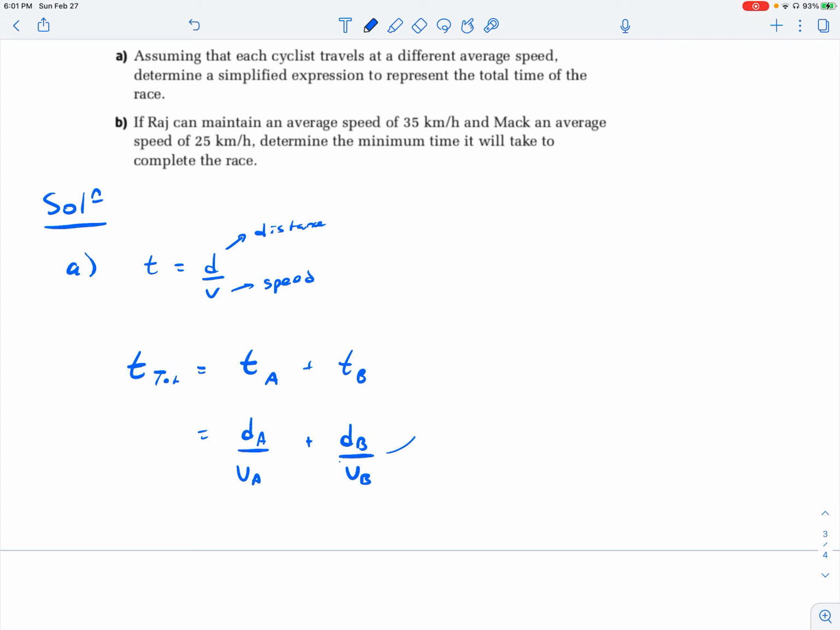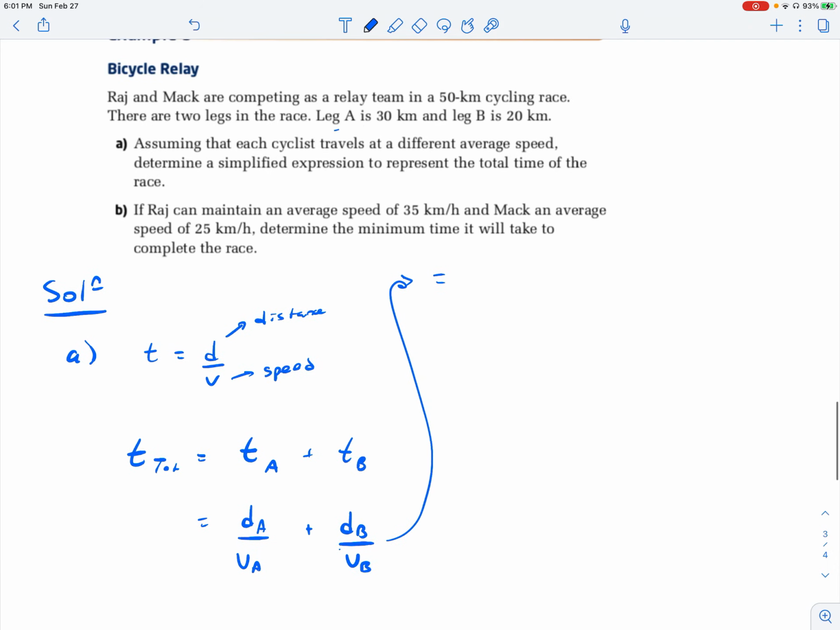All right, and we'll just finish this up here. The distance for leg A, we're told, is 30. So we can write this as 30 over the speed of leg A, plus the distance of B, which is 20, over the speed for that leg. You can see this now looks like a rational expression. That's what they want, a simplified expression. Here we have two rational expressions, so let's add them and get one simplified one.